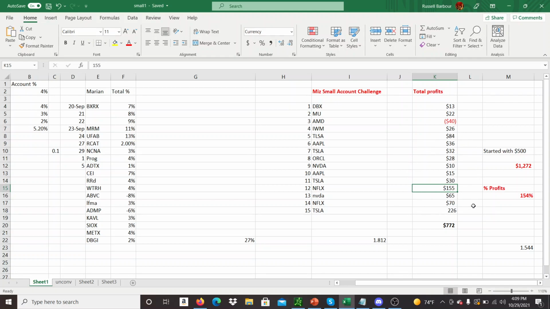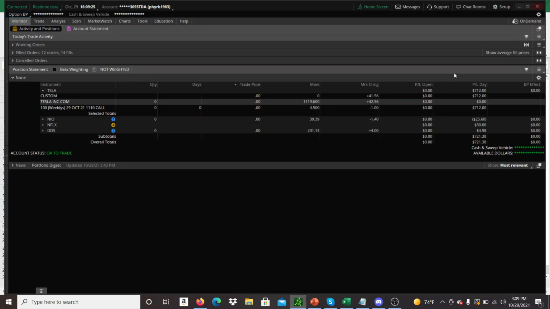I report the fractional wins. So even though I just showed you a $700 Tesla call win, I only took a third of that as the $500 account challenge, right? Then anything else I haven't counted for the day. So even though I played Netflix, I haven't included it in the small account challenge because I wouldn't have had any buying power to do so. So it's a little weird, I know. The point is that the trades work.